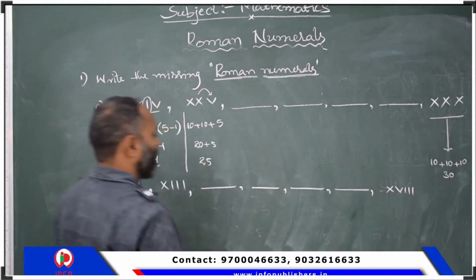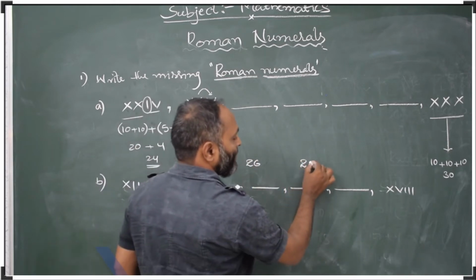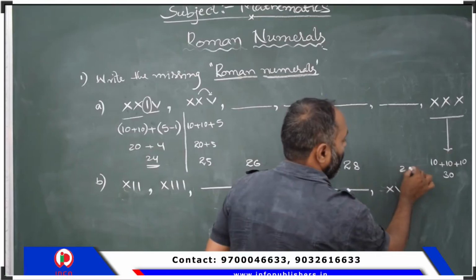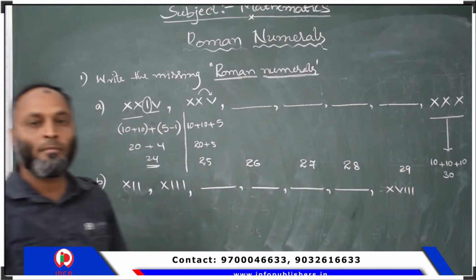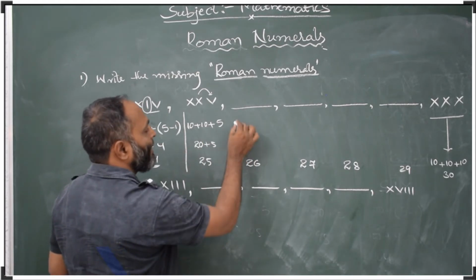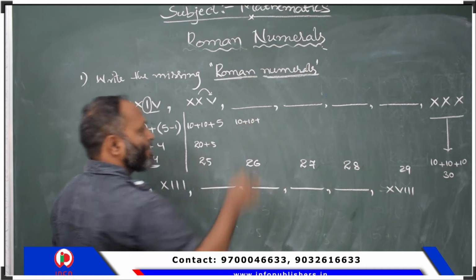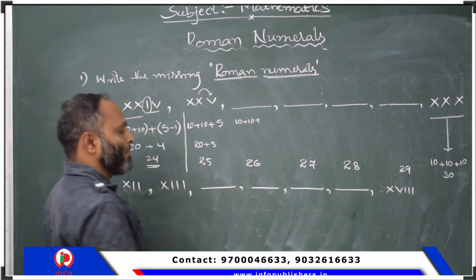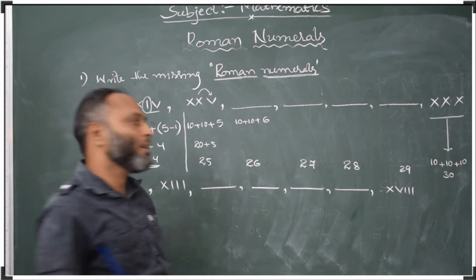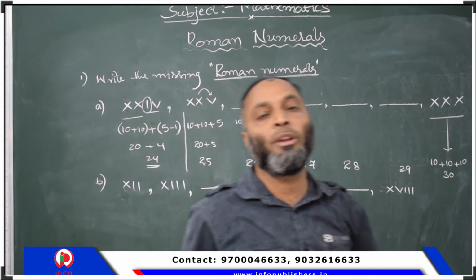Then how to find it? 26, 27, 28, 29. Then again here, 20 means how to take it like this. We have to take 10 plus 10. Plus, 26 means 10 plus 10 plus 6. 10 plus 10 plus 6. But this 6 representation is not there in our Roman numerals.